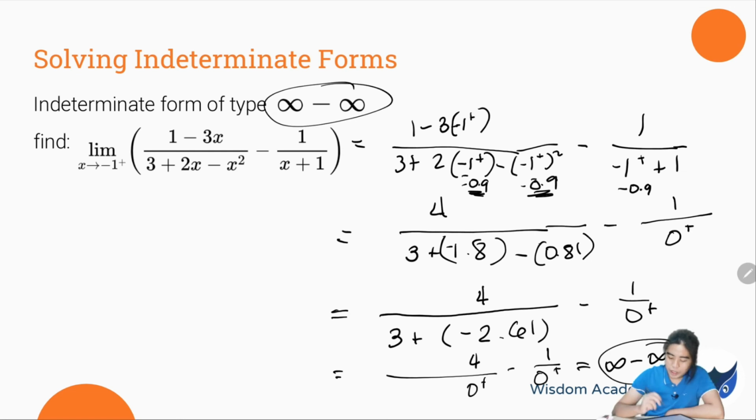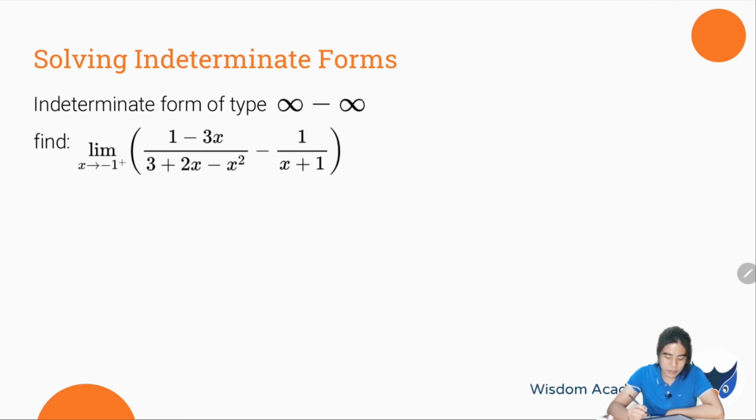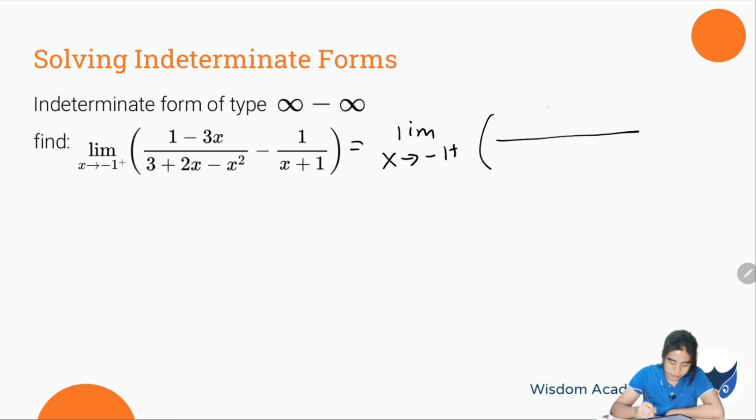Na-confirm natin na infinity minus infinity yung makukuha natin kapag nag-direct substitution tayo. So, kailangan natin ng other methods to solve this. So, paano natin to isa-solve? So, una muna, mag-factor out muna tayo nung mga pwede nating i-factor out. So, 1 minus 3x. So, yung denominator, pwede nating i-factor out siya. So, ma-factor out natin siya into x plus 1 times 3 minus x.